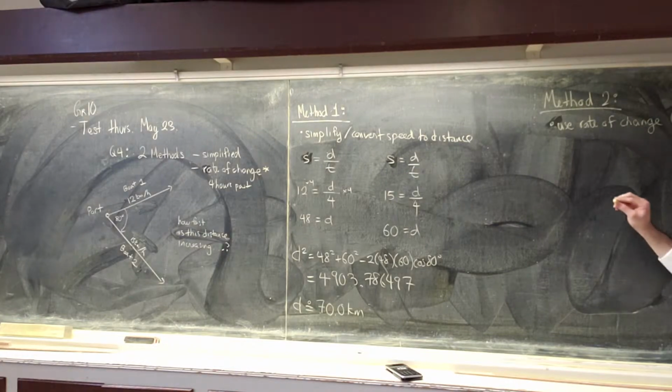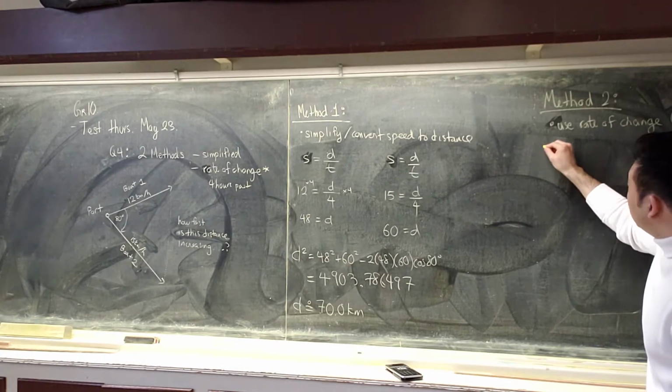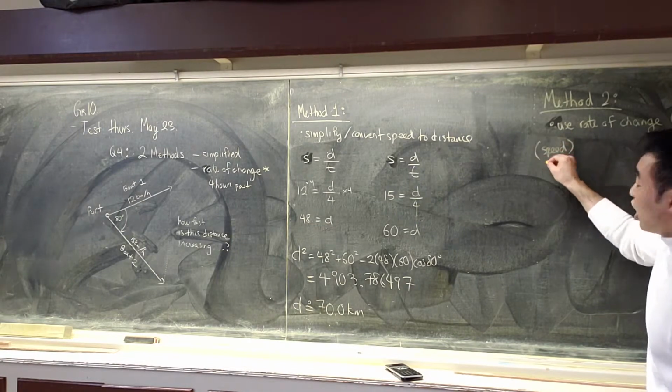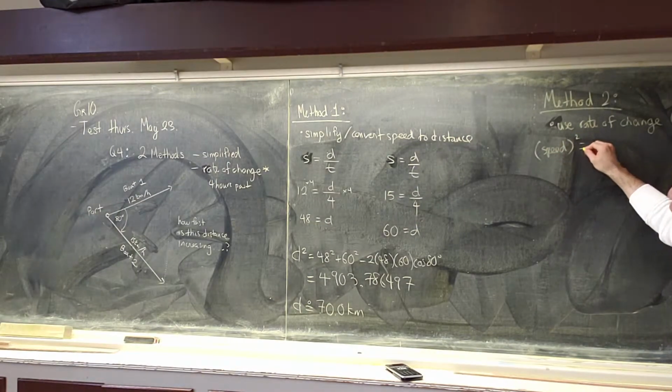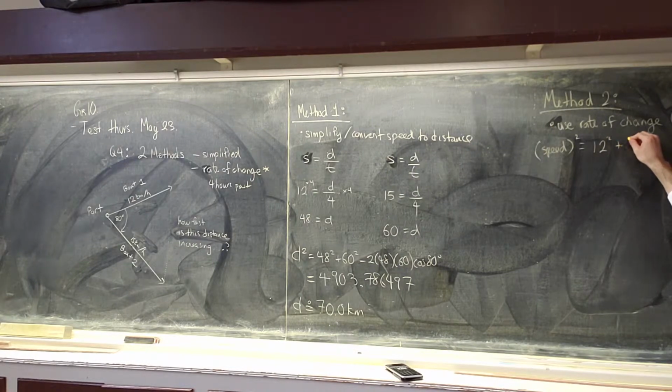So take a look at what I did. Ready? The speed of the dotted line squared is equal to the speed of the first boat squared plus the speed of the second boat squared minus 2 times 12 times 15 cosine, and the 80 is still there because that's what the angle is between. Okay? So before we talk about distance to distance to distance, why can't we talk about speed to speed to speed if we're dealing with a triangle? It all works. Yes? If we're trying to find the speed, couldn't we have just divided the 70 by 4?